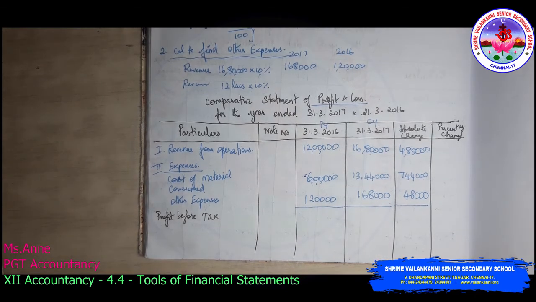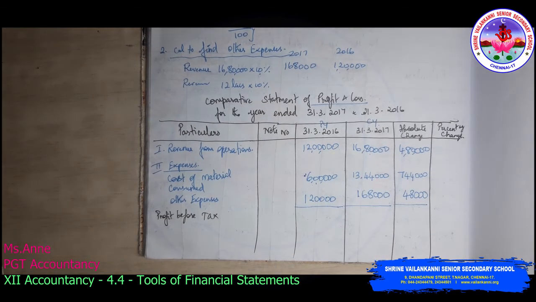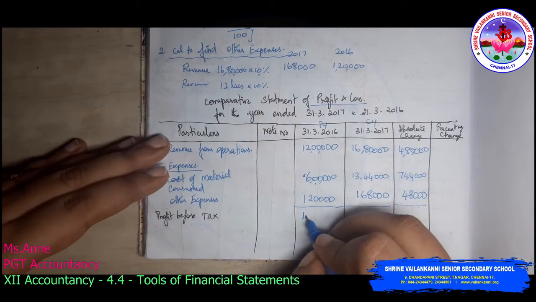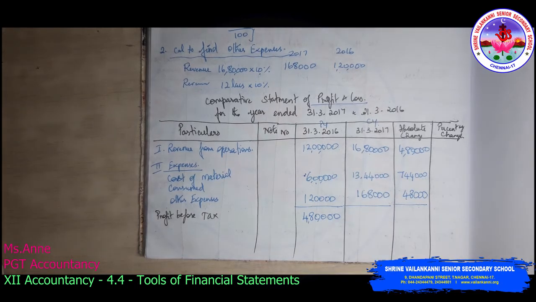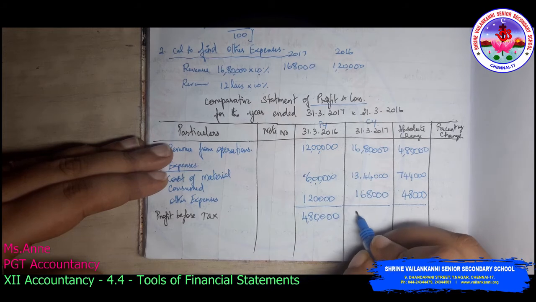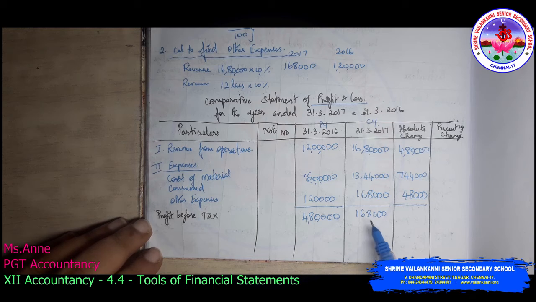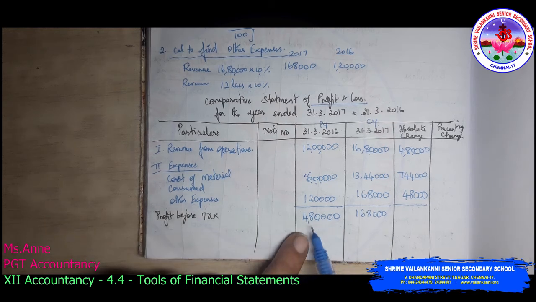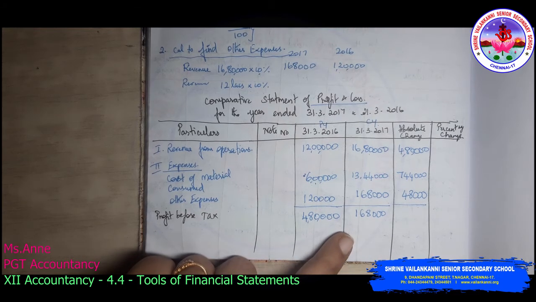So 12 lakhs minus my revenue minus expenses, 6 lakhs and 1,20,000, I'm getting 4,80,000 as profit before tax for 2016. For 2017 it is 16,80,000 minus 13,44,000 minus 1,68,000. I'm getting 1,68,000 again. I'm going to recheck it. So I'm getting 1,68,000. I've rechecked it. See, my profit before tax for 2016 is 4,80,000. My profit for 2017 is only 1,68,000, which means the profit has reduced.